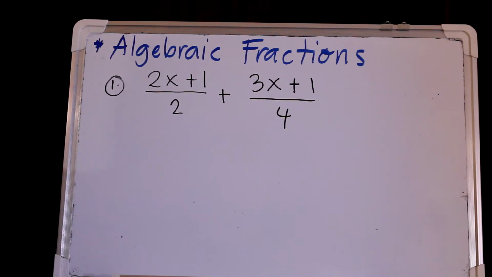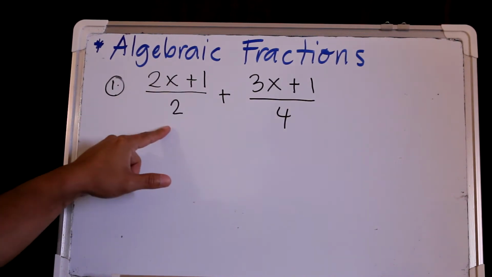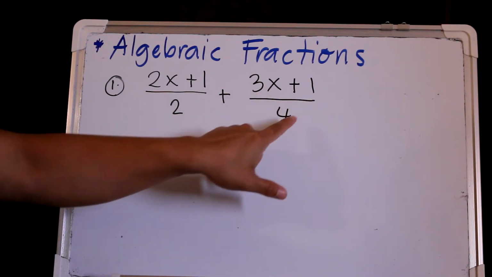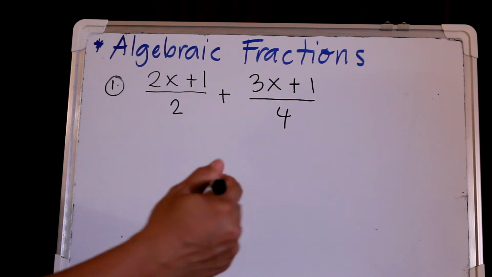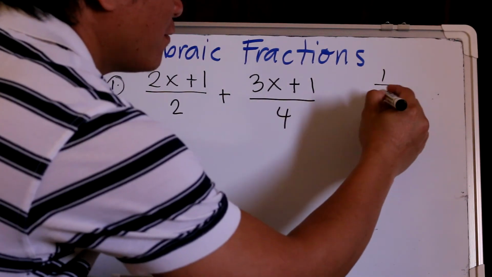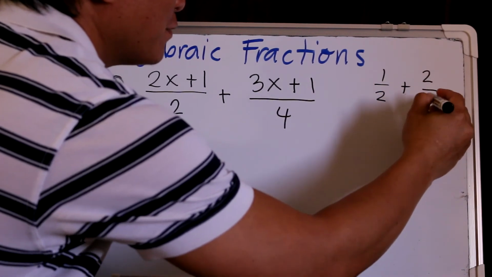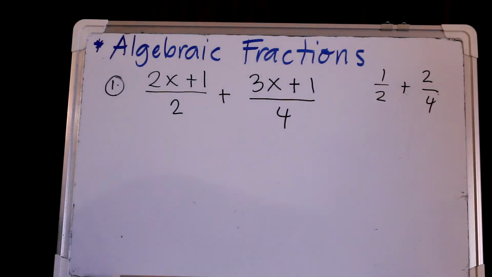Algebraic fractions, guys. Okay, so I have here example number 1. You have (2x plus 1) divided by 2 added to (3x plus 1) divided by 4. If you could recall simple math, when you add, for example, 1 over 2 plus 2 over 4, you must have the same denominator.